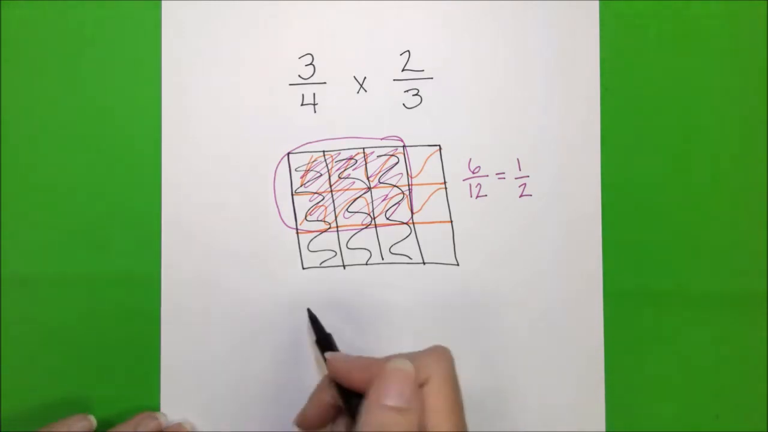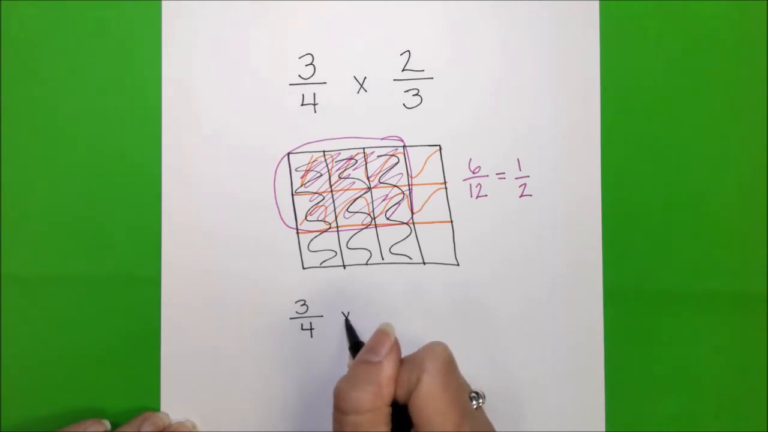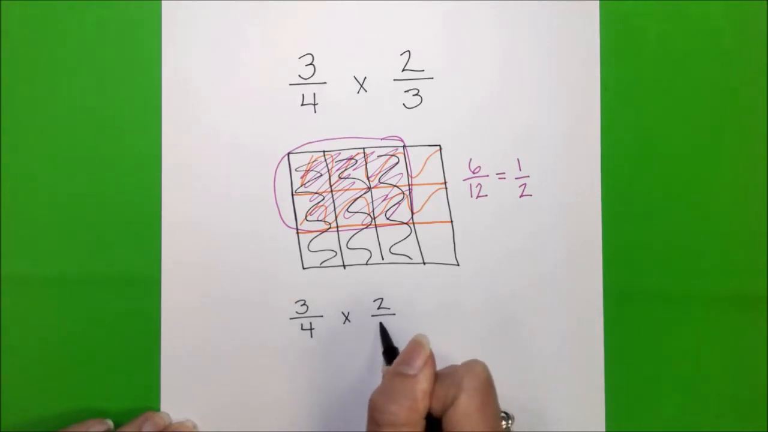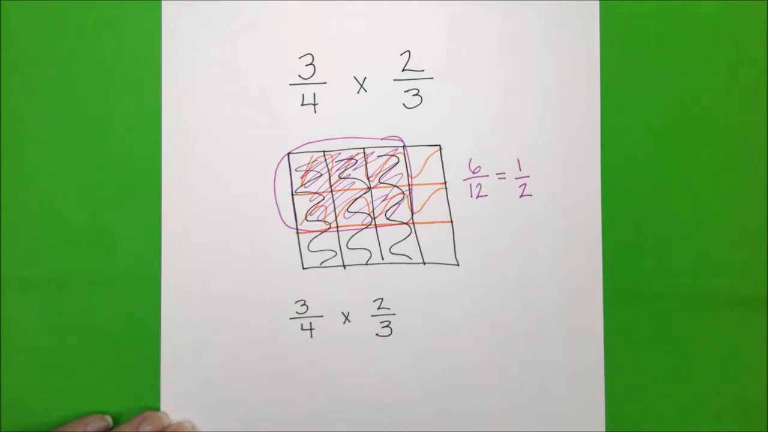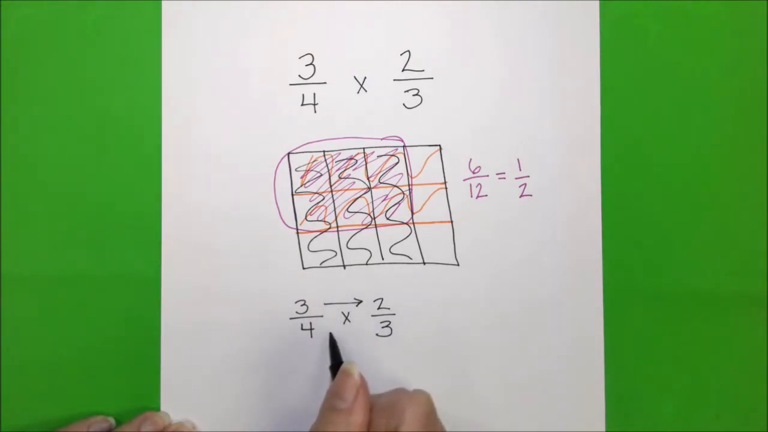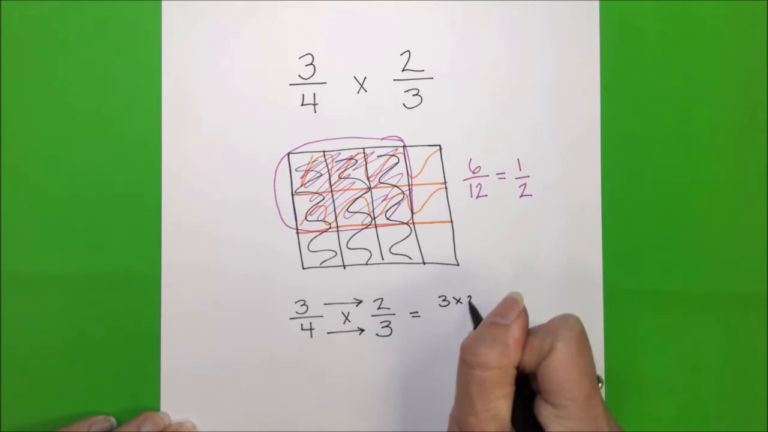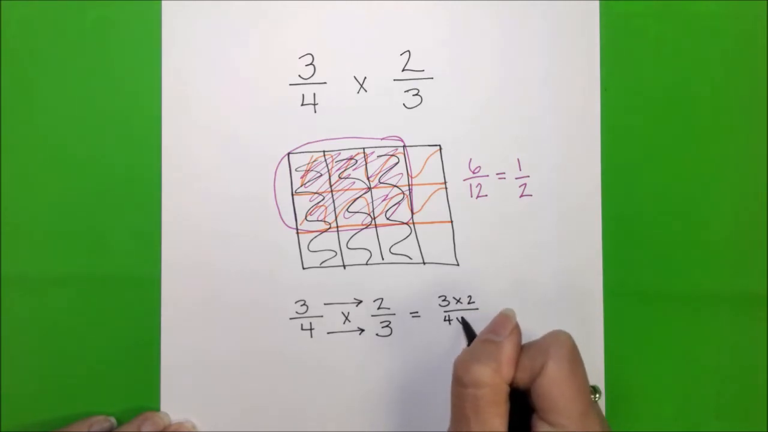Mathematically, let's look at how we would solve this. 3/4 times 2/3. Mathematically, I would want to multiply my numerator times my numerator and my denominator times my denominator. When I do this, I can rewrite the problem to be 3 times 2 over 4 times 3.